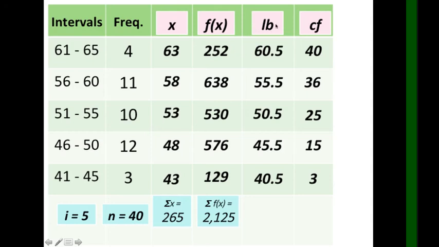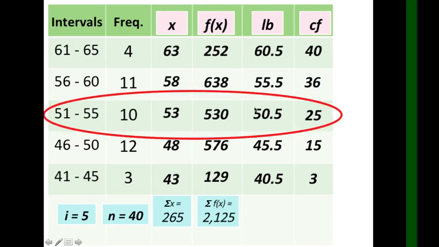Okay. This one, I just add the lower boundary. For the lower boundary, you just subtract 0.5 from the lowest number here. So 61 minus 0.5 is 60.5. 56 minus 0.5 is 55.5. 51 minus 0.5 is 50.5, and so on. It is constant that you will subtract 0.5. Okay, so that is the lower boundary.